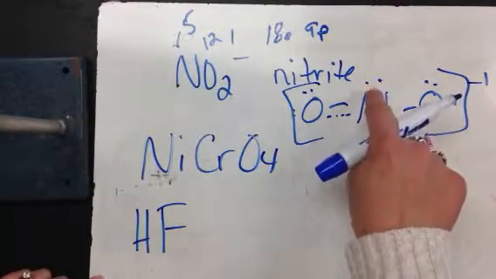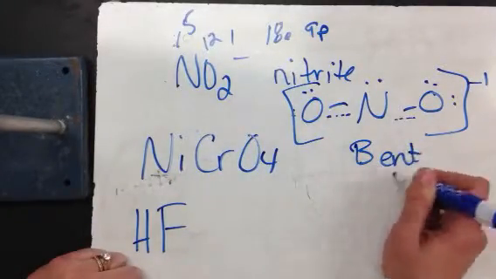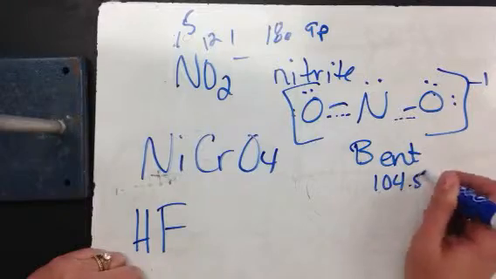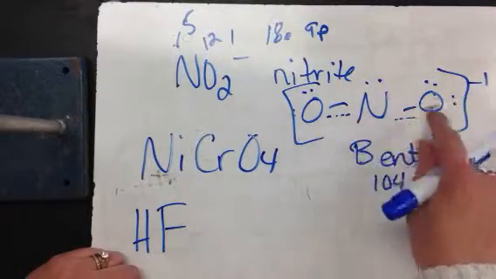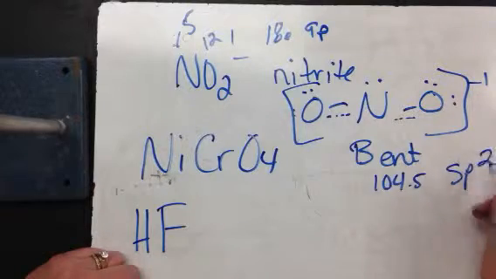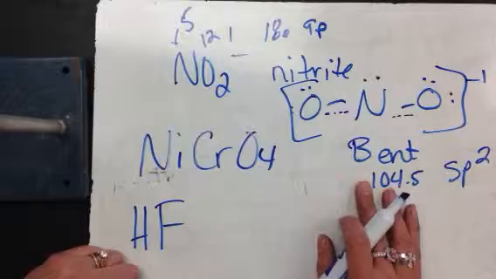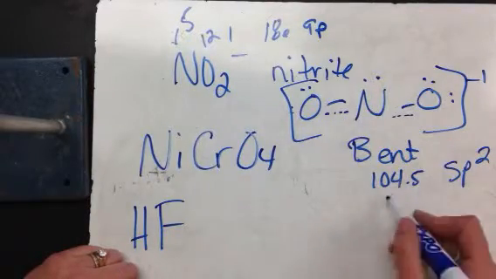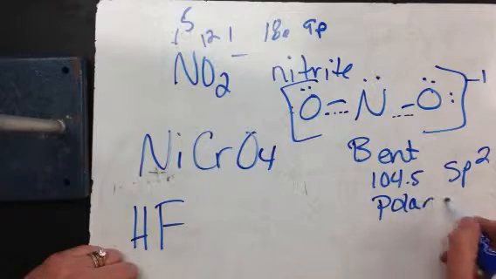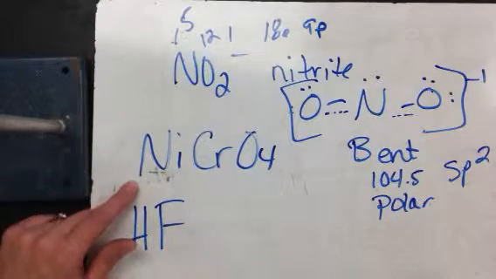All right, so this is going to bend these two guys down. So this is going to be bent. Just go ahead and put 104.5 on that for the angle. And then we've got S, P1, and P2. So SP2. And this isn't perfect, but it'll do you for now. This will make sense for this now. And then in terms of polarity, definitely polar because of that pair of electrons on top. So this would be a polar covalent bond. Okay. Let's take a look at our next one then.